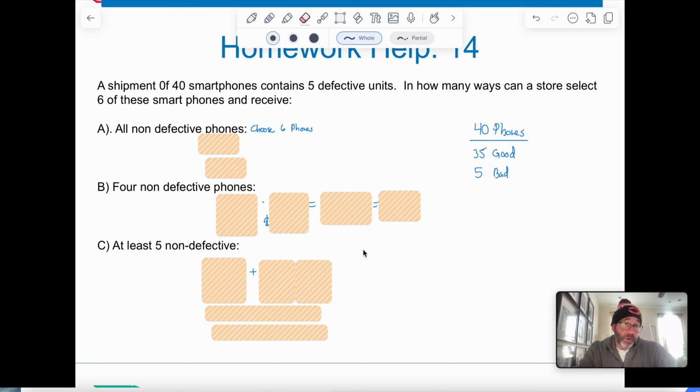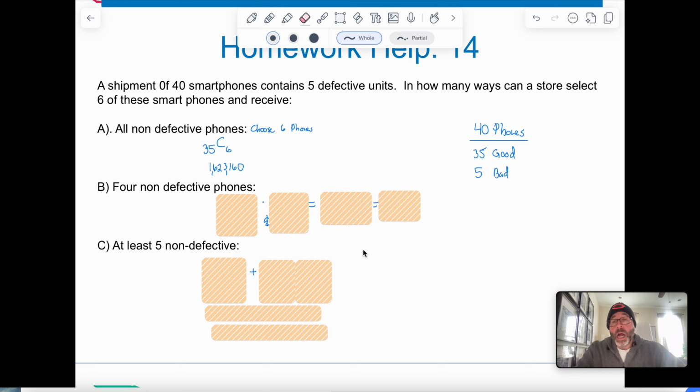We have 40 phones. 35 of them are good. Only 5 of them are bad. So when it says for part A, all of the non-defective phones are being picked. That means we're going to choose 6 phones, but from our 40 phones, only 35 of them are good. So we have 35 phones that are good. We're going to choose 6 of them. Okay, so there's 1,623,000 different ways that I can choose 6 phones from the 35 that are good.